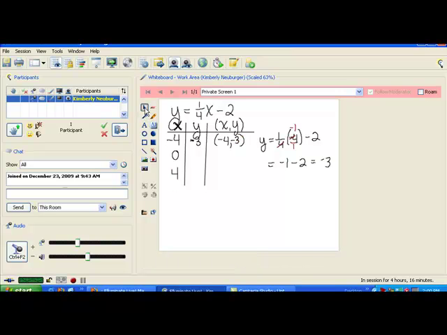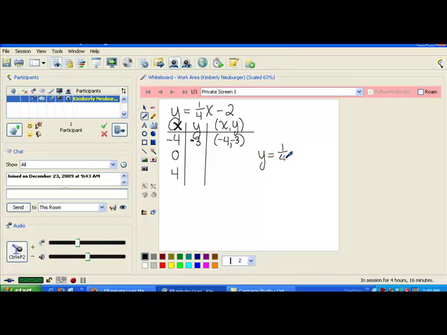Now, let's go ahead and plug in our second x value and find out our second point. So plugging in 0, I get y equals 1/4 times 0 minus 2. And 0 times 1/4 is just 0, so I can make that disappear, and y ends up being negative 2. So I plug that in my table, and that's corresponding to the point 0, negative 2.